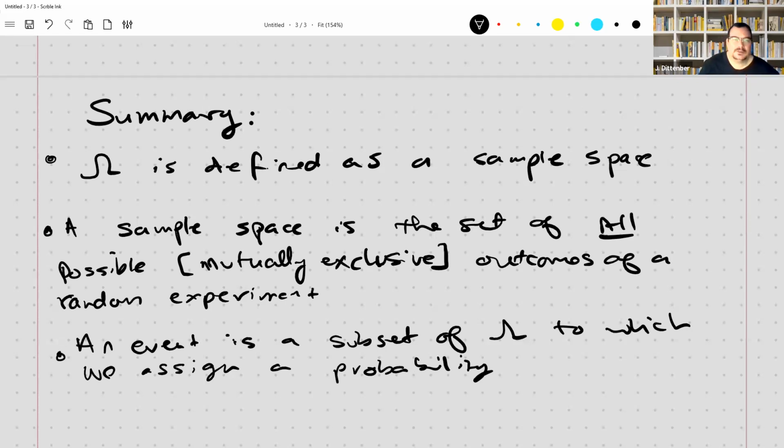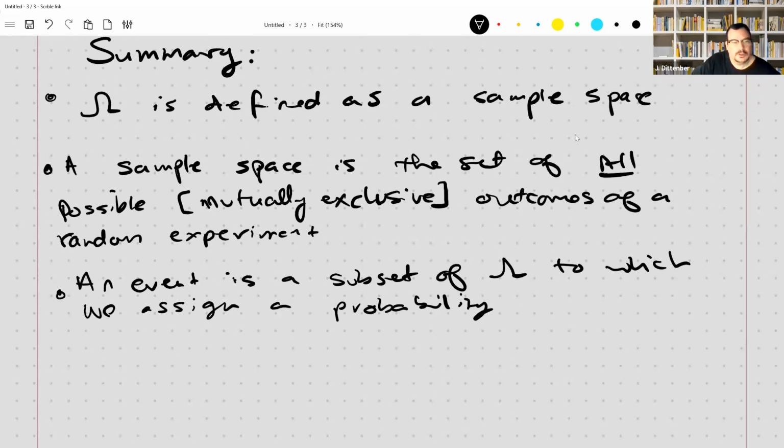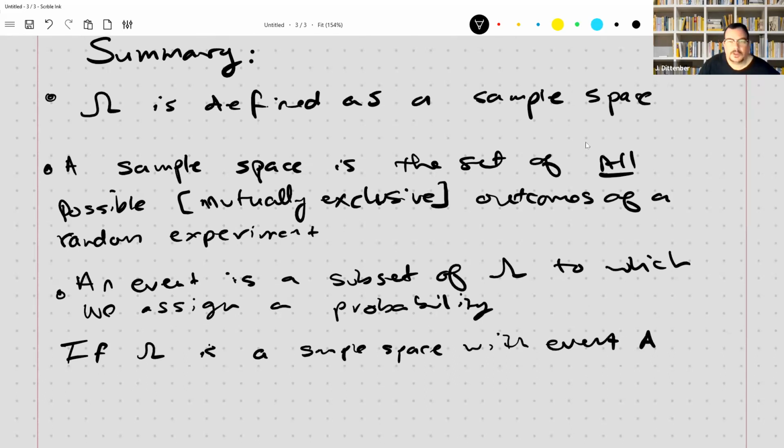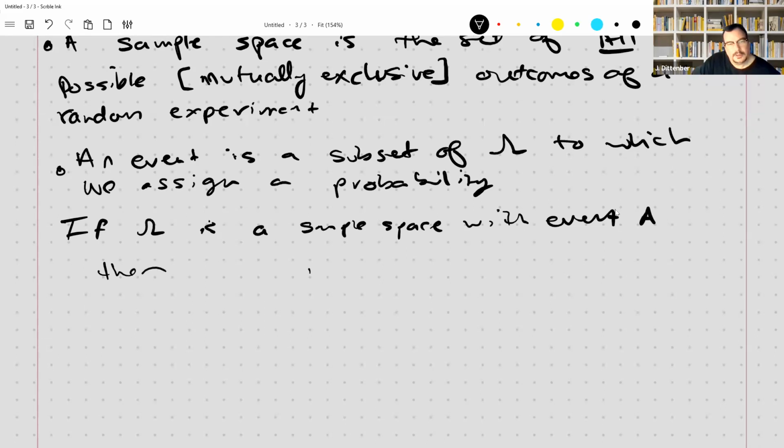And we talked about that for these probabilities of events. So if omega is a sample space, we talked about how the probabilities of the outcomes are bounded. If omega is a sample space with event A, then the probability of A is greater than or equal to 0. The probability of omega is equal to 1, which implied that P of A is bounded between 0 and 1. And also we showed the probability of the empty set was 0. So this is axiom 1, axiom 2, axiom 3.